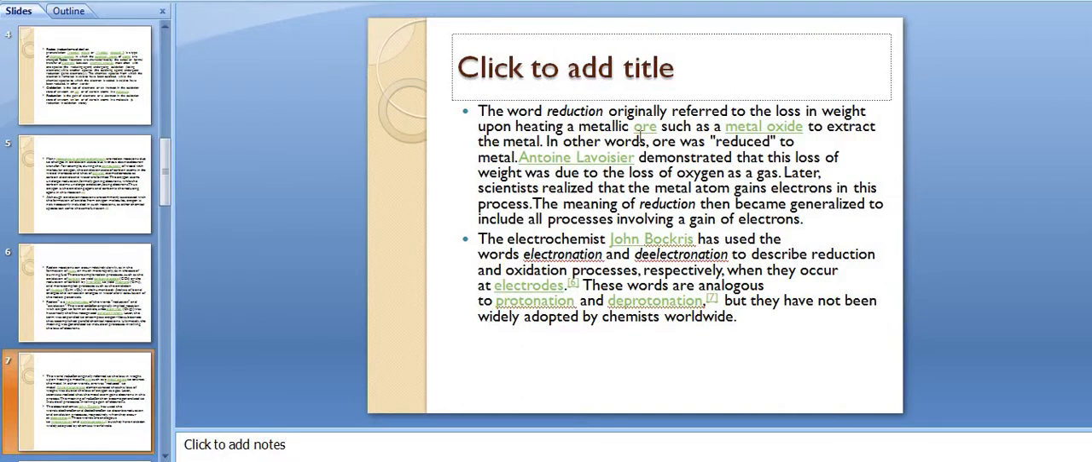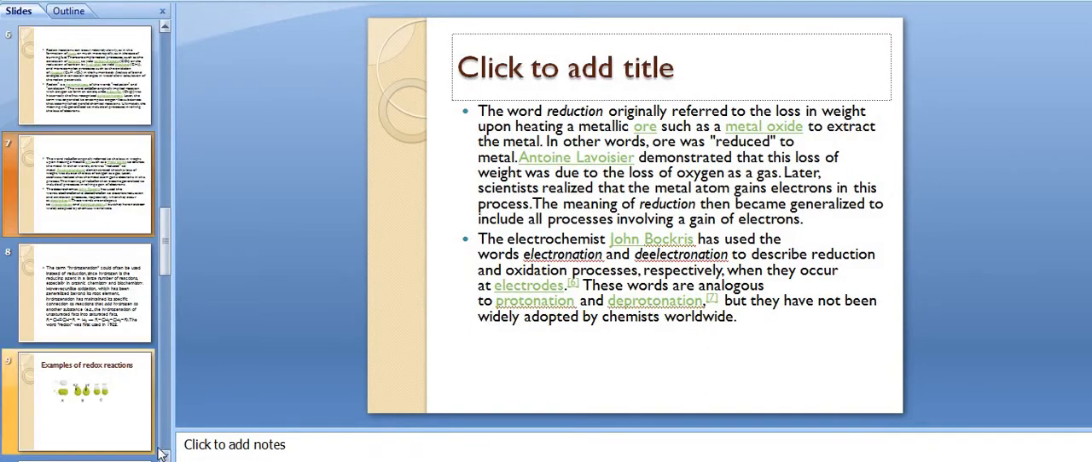The electrochemist John Bockris has used the words electronation and de-electronation to describe reduction and oxidation processes respectively when they occur at electrodes. These words are analogous to protonation and deprotonation, but they have not been widely adopted by chemists worldwide.